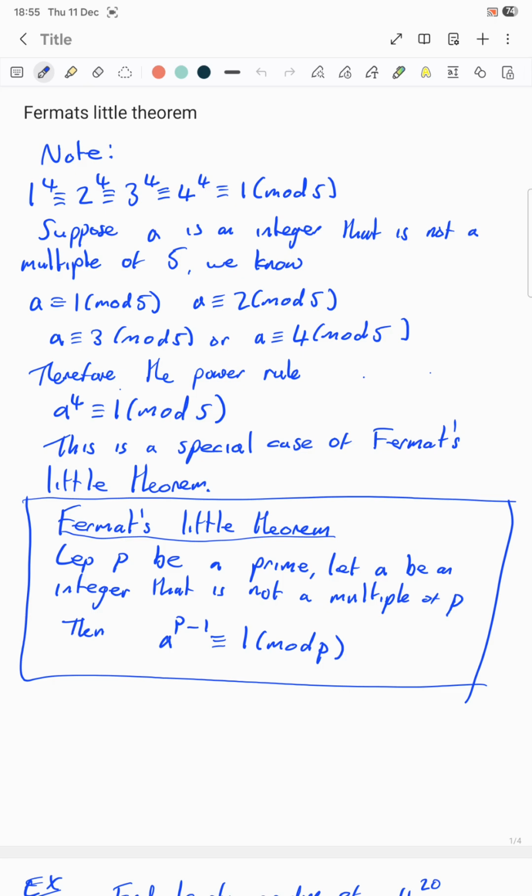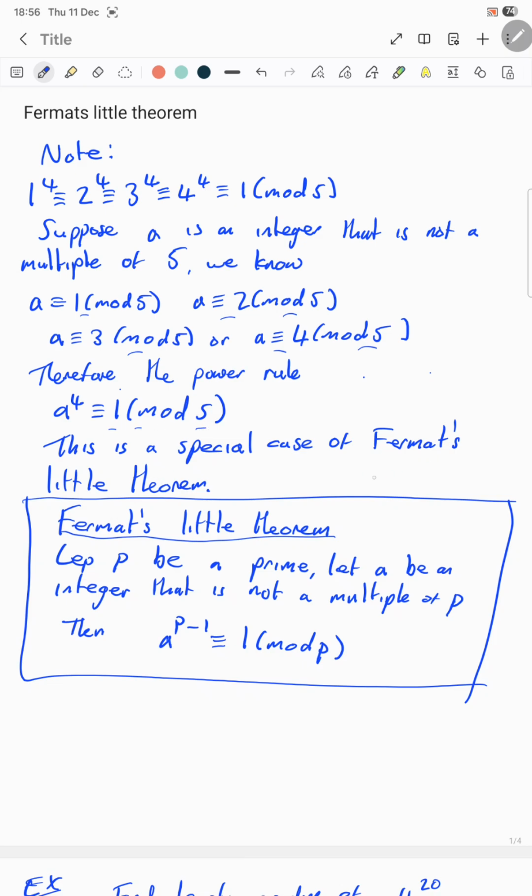So suppose a is an integer that is not a multiple of 5. So we know that a equals 1 modulo 5, or a equals 2 modulo 5, a equals 3 modulo 5, or a equals 4 modulo 5. Therefore, by the power rule, we have a to the 4 equals 1 modulo 5.